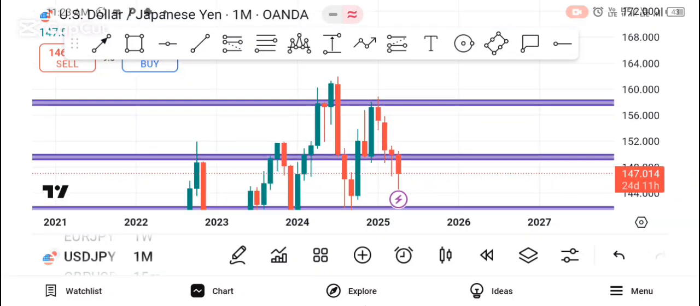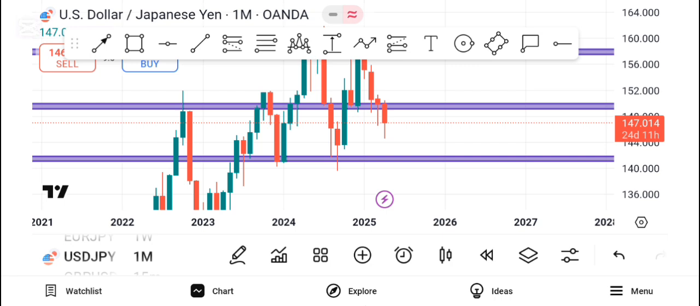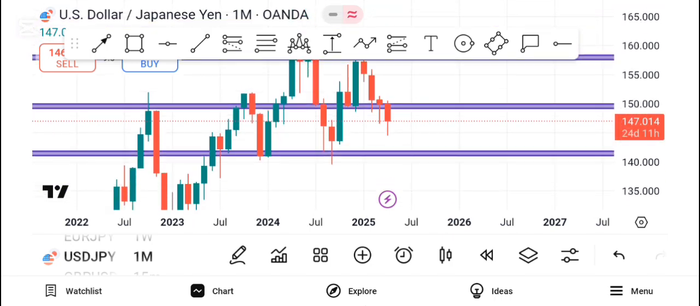Today again, this is FX. Let's do what we do best. Let's simplify the complicated. So this is USDJPY. What are we expecting from this USDJPY?